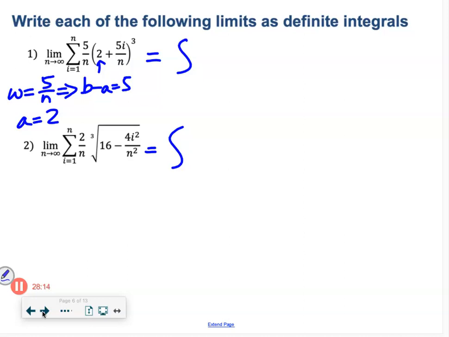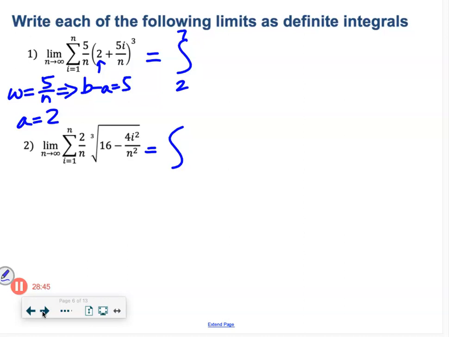Okay. So our a is 2. If our left endpoint is 2, and the distance between the two left and right endpoints is 5, what's our right endpoint? 7. Very good. So we're going from 2 to 7. The next question you have to answer is, what function are you plugging left endpoint plus width times I into?